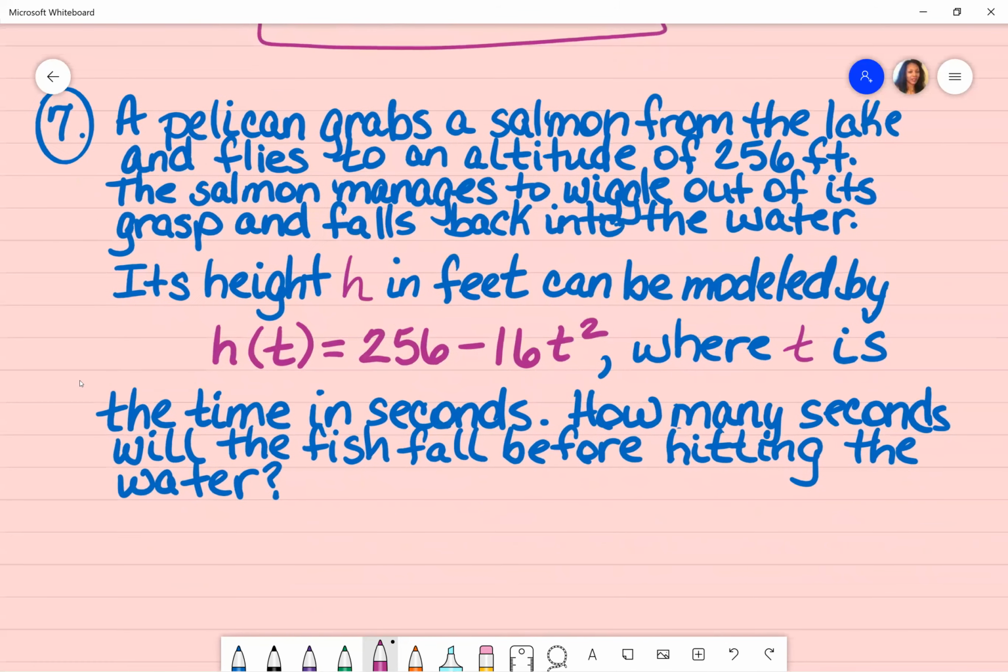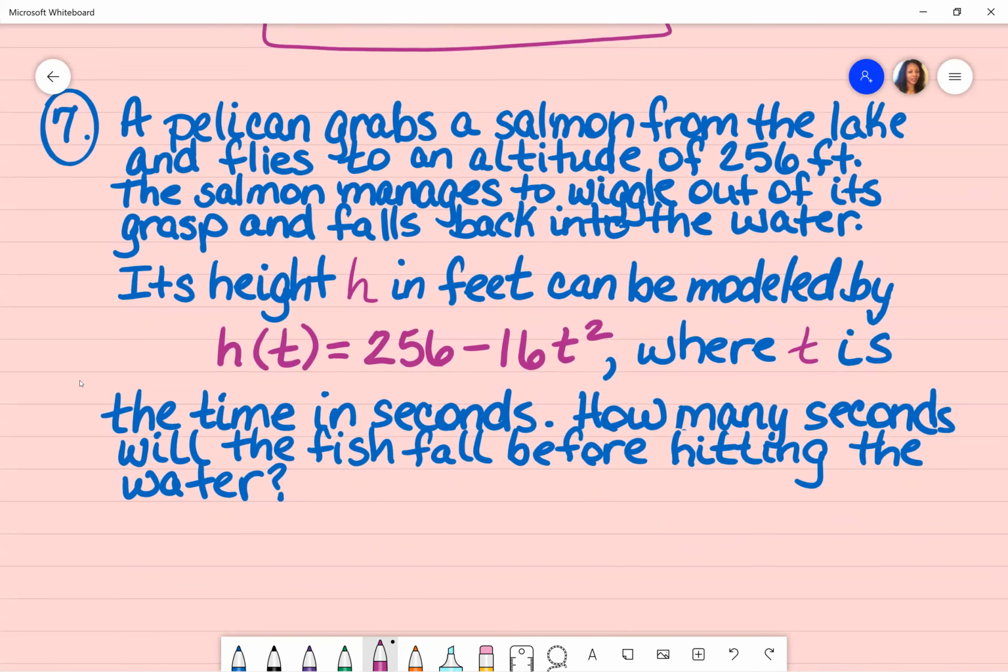Okay, this first word problem says a pelican grabs the salmon from the lake and flies to an altitude of 256 feet. The salmon manages to wiggle out of its grasp and falls back into the water. Its height, h, in feet can be modeled by h of t equals 256 minus 16t squared, where t is the time in seconds. How many seconds will the fish fall before hitting the water? So this is what you're trying to find. How many seconds? So your answer has to make sense.